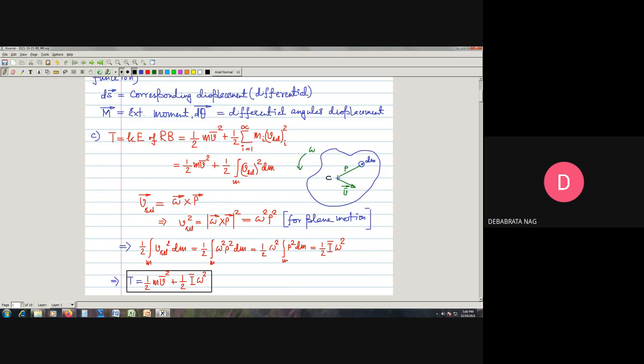So this first part represents the translational kinetic energy associated with the total mass being concentrated at the center of mass location of the body, with the mass moving with the center of mass's velocity. This is what is termed the translational kinetic energy, and the relative kinetic energy of the individual mass particles with respect to the center of mass ultimately boils down to half I bar omega square.